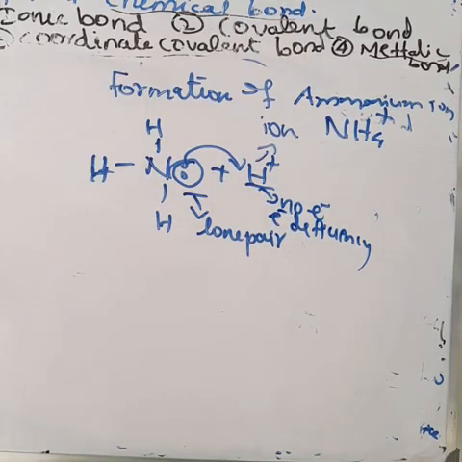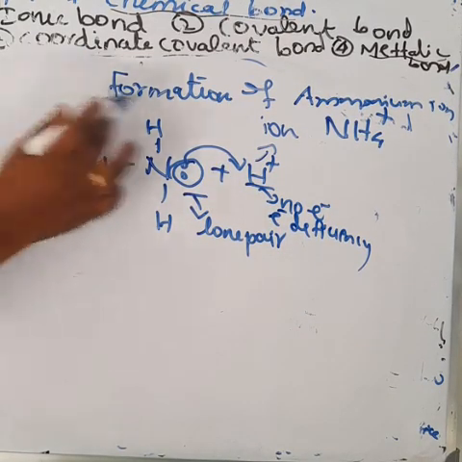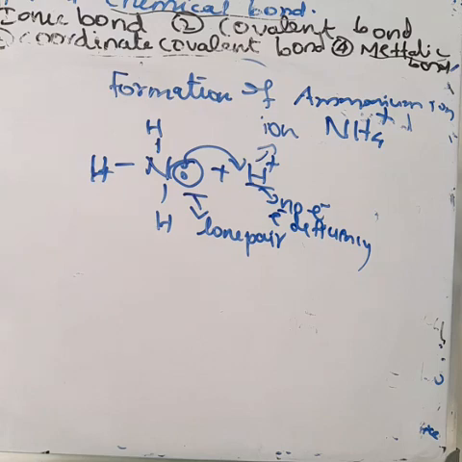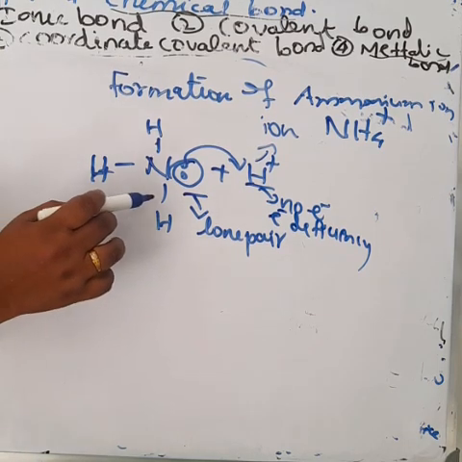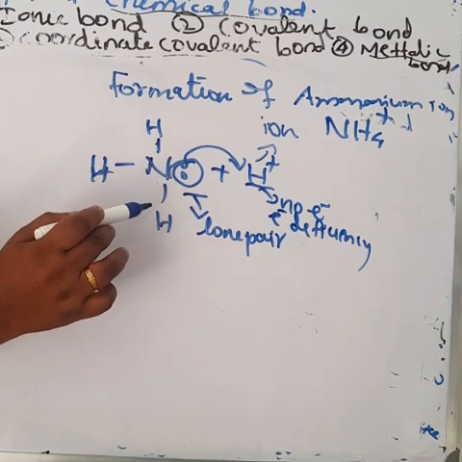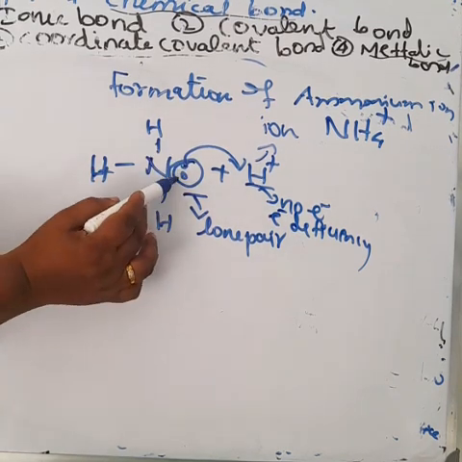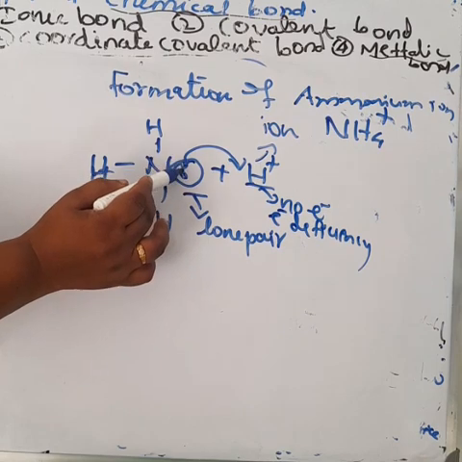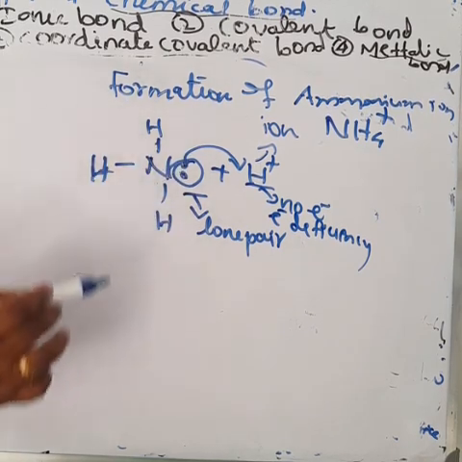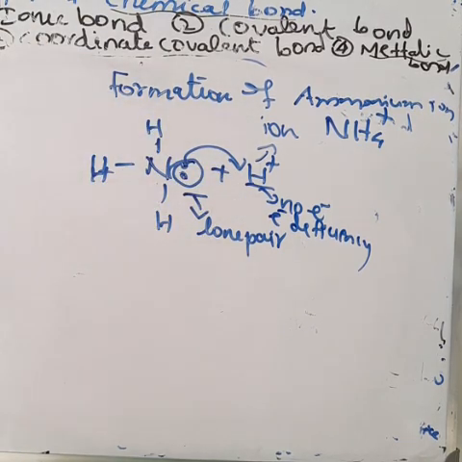Okay, when ammonia combines with the hydrogen ion, the nitrogen atom of ammonia donates the two electrons, or shares its lone pair of electrons with the hydrogen ion. Now hydrogen gets stable. Okay, understand?